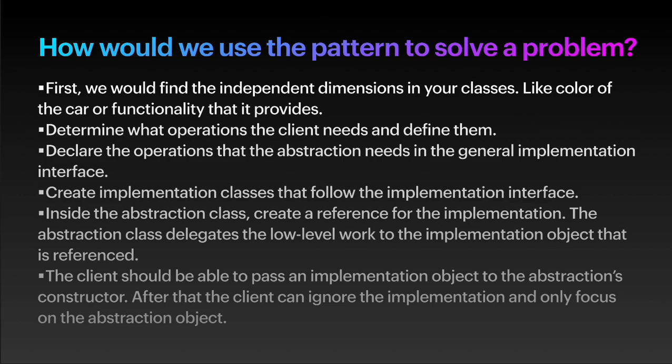Then we would, inside the abstraction class, create a reference for the implementation. The abstraction class delegates the low-level work to the implementation object that is referenced. Finally, the client should be able to pass an implementation object to the abstraction's constructor. After that, the client can ignore the implementation and only focus on the abstraction object.